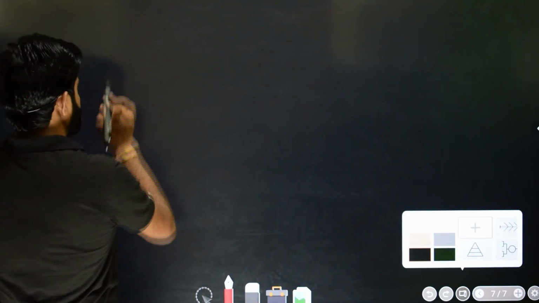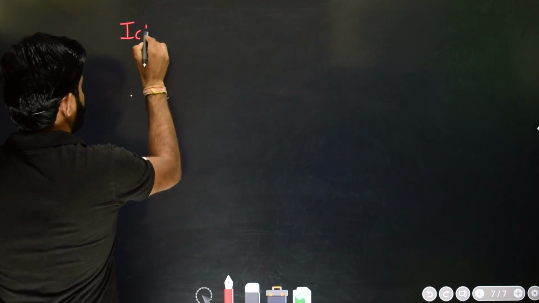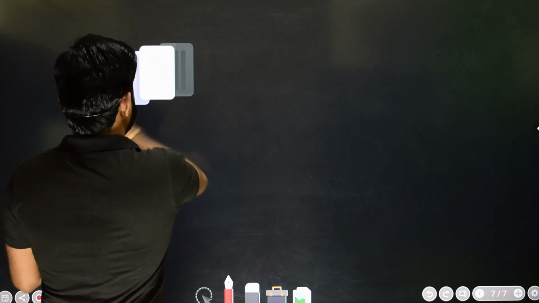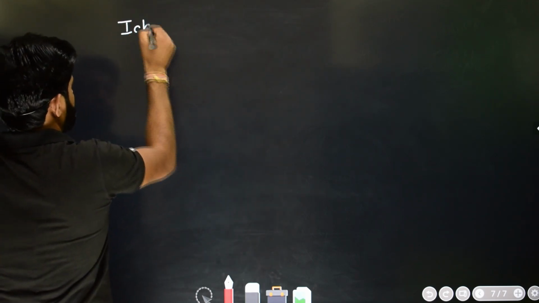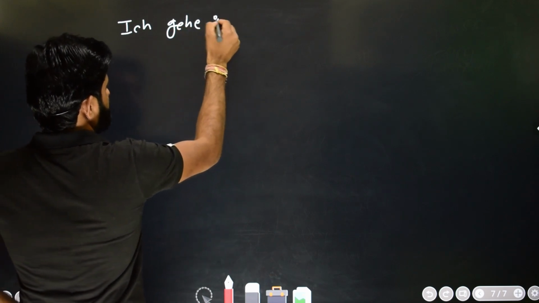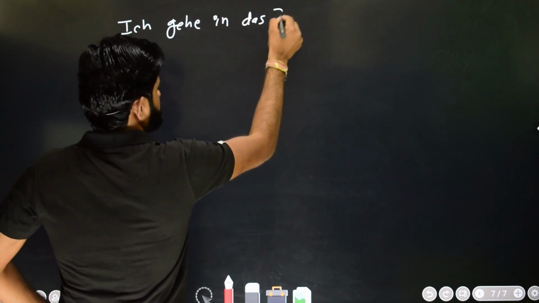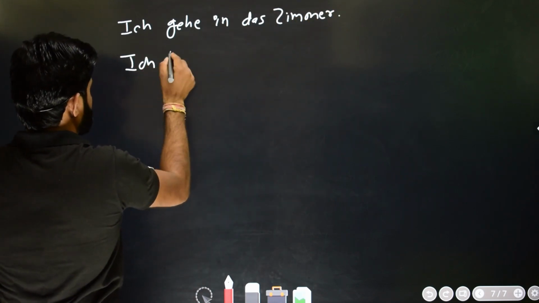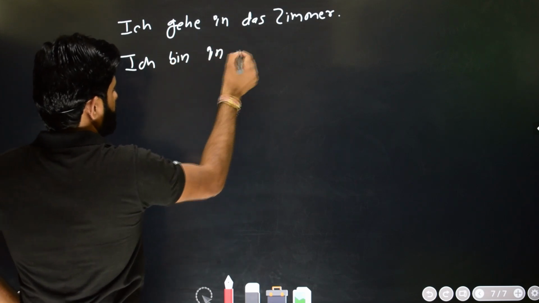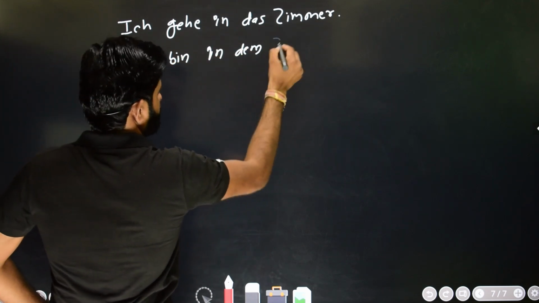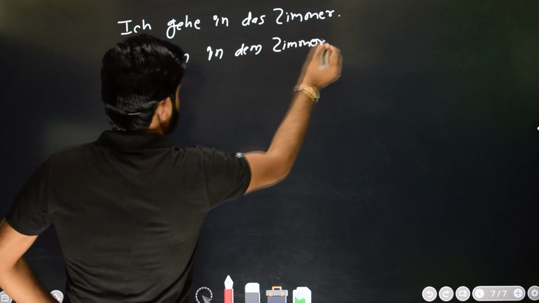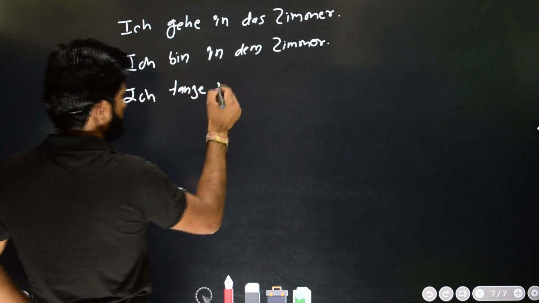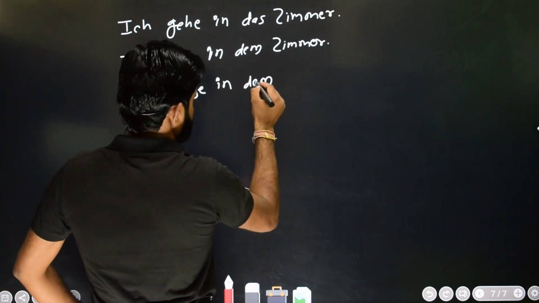I'm going to write all the three sentences again. The first one was: Ich gehe in das Zimmer. Second was: Ich bin in dem Zimmer. Third sentence was: Ich tanze in dem Zimmer.